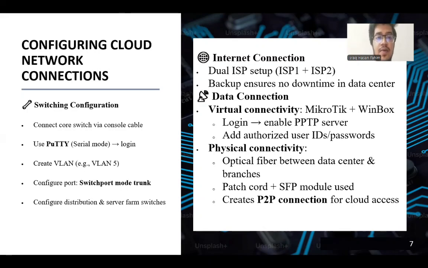Now let's talk about the physical connectivity that makes cloud access possible. Between the data center and the branch offices, we use optical fiber. This is chosen because it can carry a large amount of data very fast and with very low signal loss. At the branch end, we connect the fiber using patch cords along with SFP modules. These modules act like converters that allow the network devices to communicate over fiber.